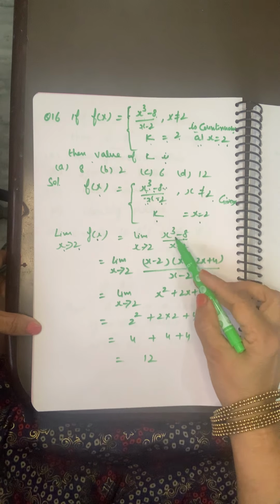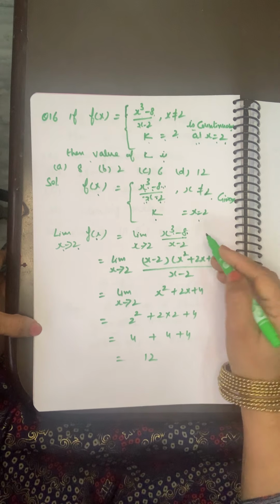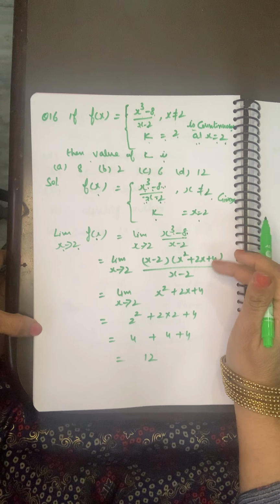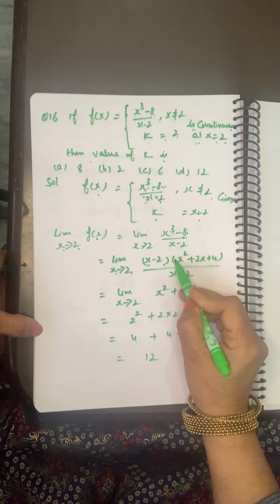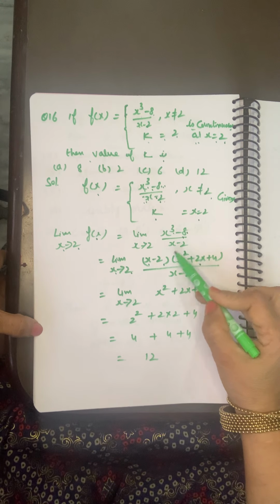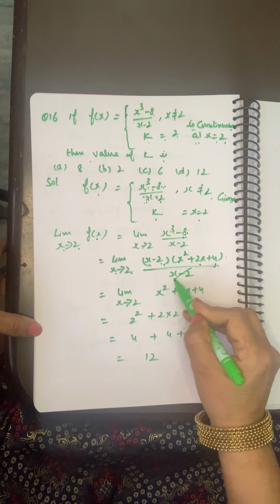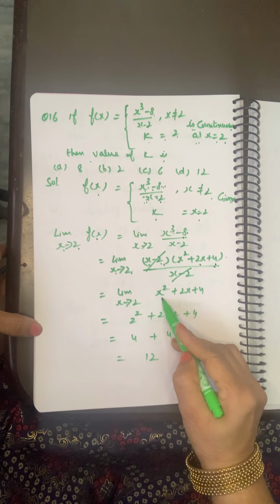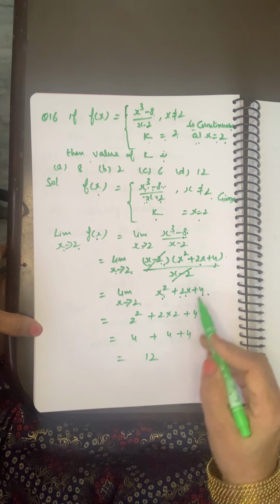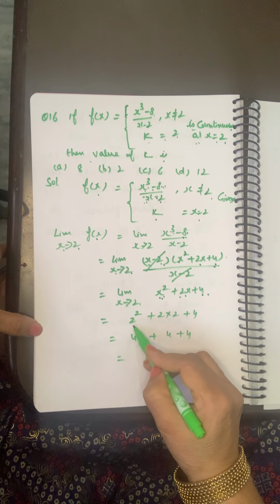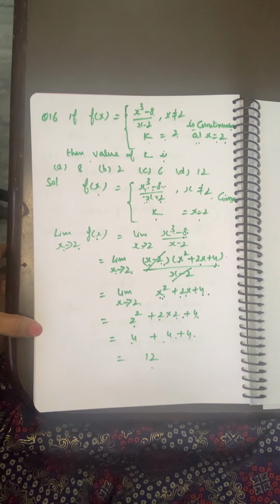So you know the formula: a cube minus b cube is equal to a minus b times the bracket a square plus b square plus ab. So limit x tends to 2: a minus b means x minus 2, times x square plus 2x plus 4, over x minus 2. Now x minus 2 cancels with x minus 2, and we get limit x tends to 2 of x square plus 2x plus 4. Put the value of x equal to 2: 2 square plus 2 into 2 plus 4, that is 4 plus 4 plus 4, which is equal to 12.